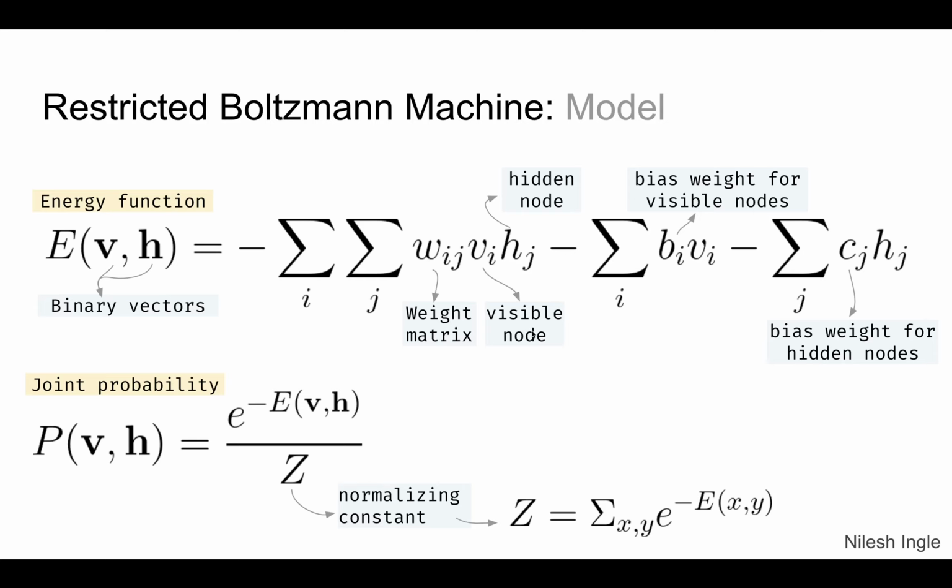Vi is for the visible node, Hj is for the hidden node, and then we have these bias terms, bias weights added to each of the layers. So we have the bias term Bi added to the visible layer, and the bias term Cj added to the hidden layer. Now, based on this, we can calculate the joint probability by this relation right here: P(V, H) is equal to e to the power of negative energy function divided by Z, which is a normalizing constant given by this relation right here.